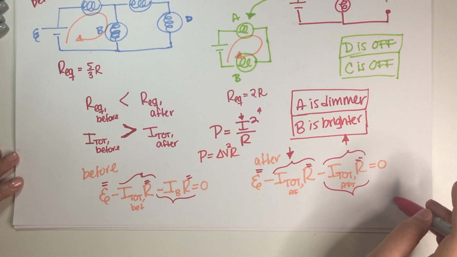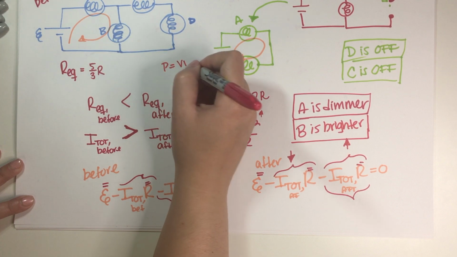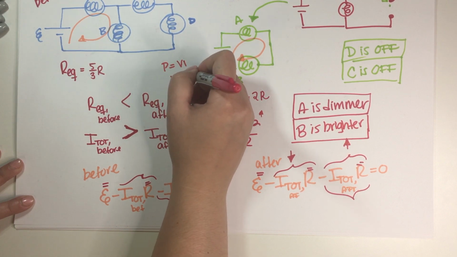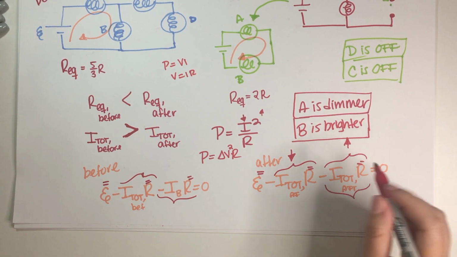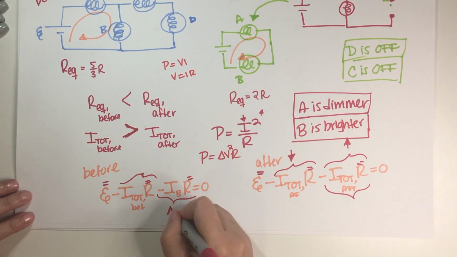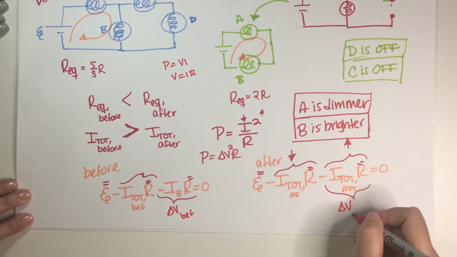Wait. So P is VI and V is IR. No, multiply by R. Yeah, this is correct. So this is delta V before, and this is delta V after.